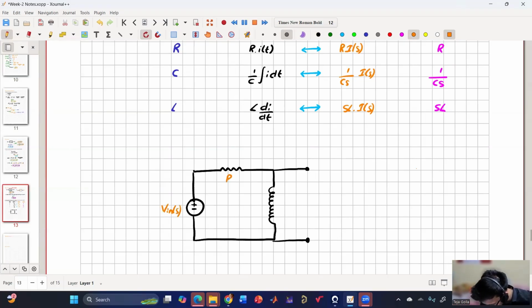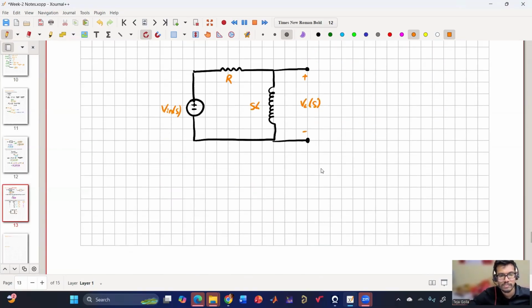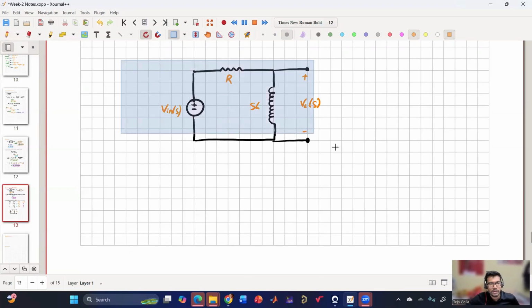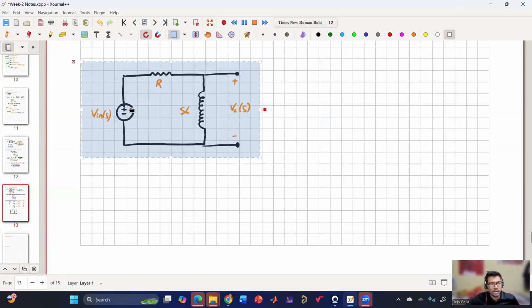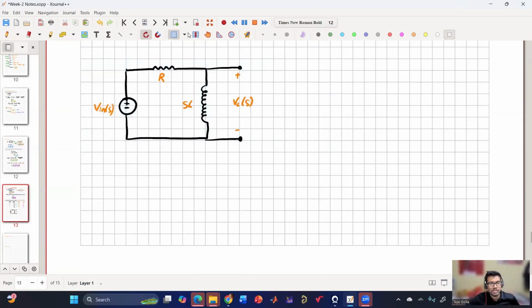This is my resistor R. This is my inductor S into L because it has changed. This is my voltage VL of S. So now can you tell me what is VL of S in terms of V in of S? Anyone? What is VL of S in terms of V in of S? Anyone?